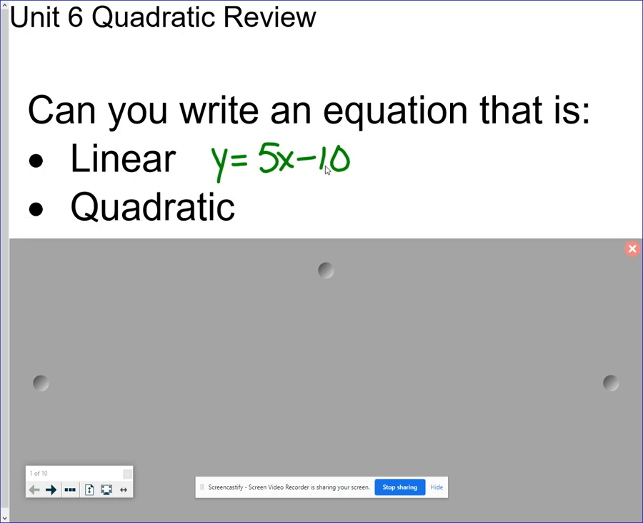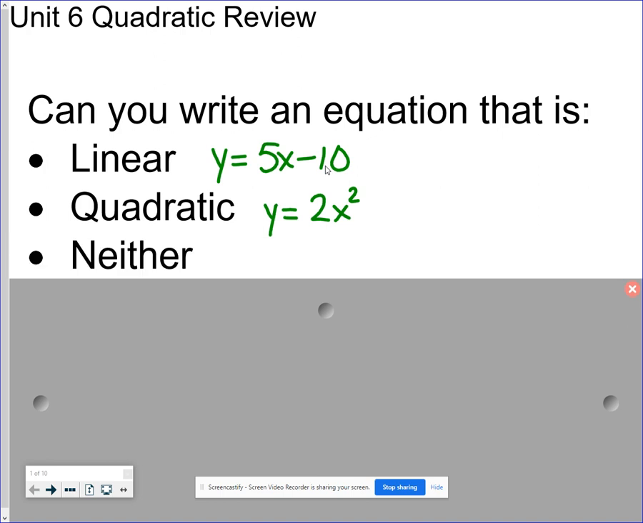If I ask for something that's quadratic, quadratics have squares. We've talked a lot about squares in patterns or in the equations. Most of the stuff that we've been working with all have something getting squared. So I would have something like y equals 2x squared. And then you can add or subtract something else if you want to, but you don't even have to get fancy. I need something with an x squared.